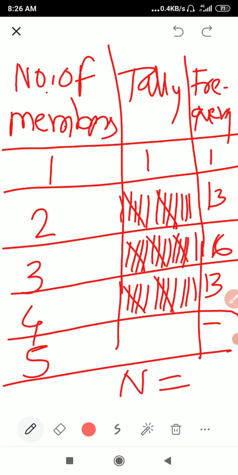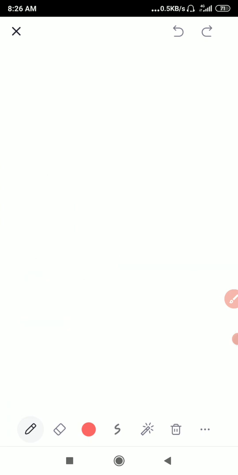Now 5 it is 7. 1, 2, 3, 4, 5, and this is 7. So if you are doing this addition, you will get 50. Yes. Now the third one I will show you.